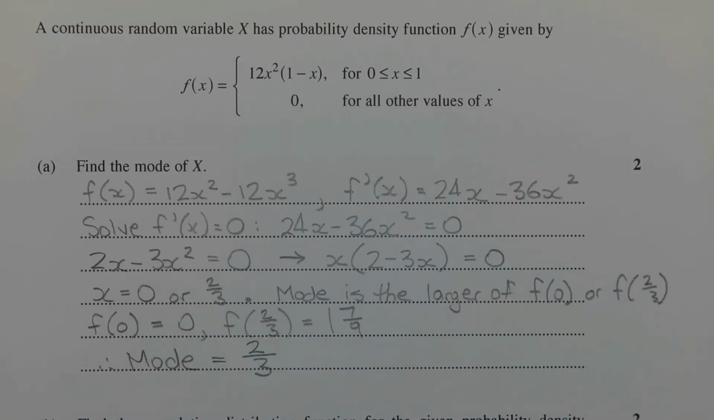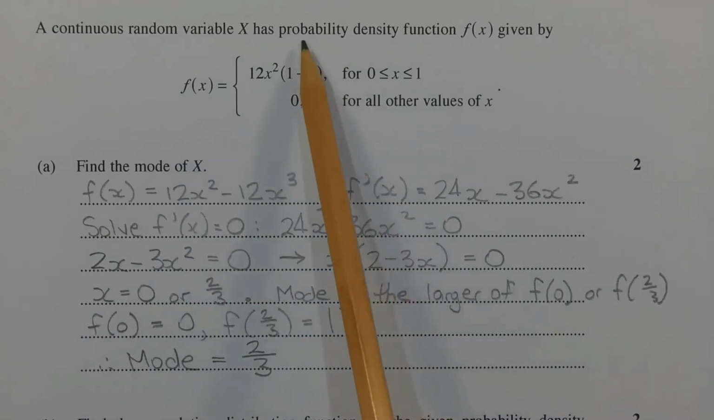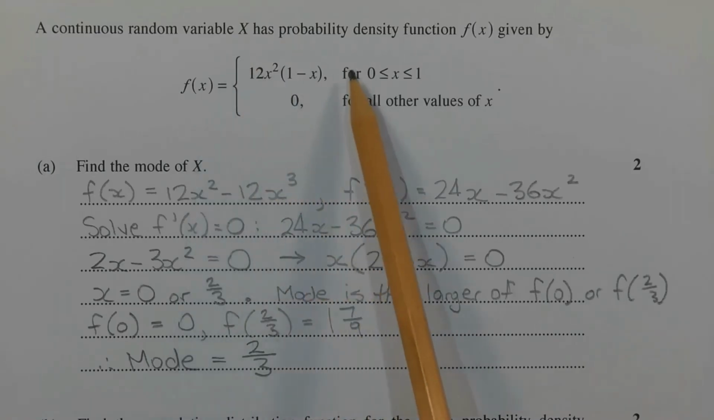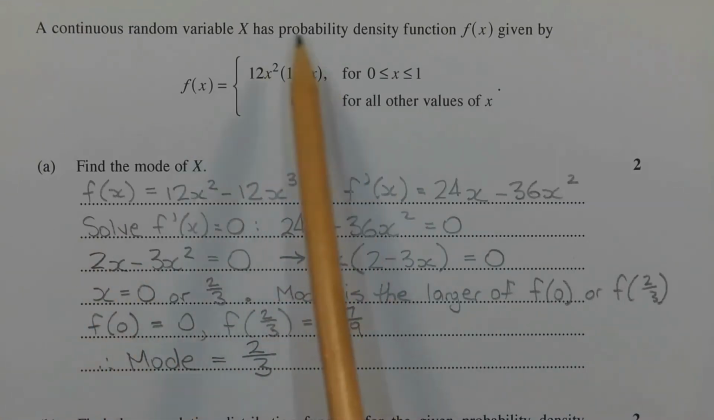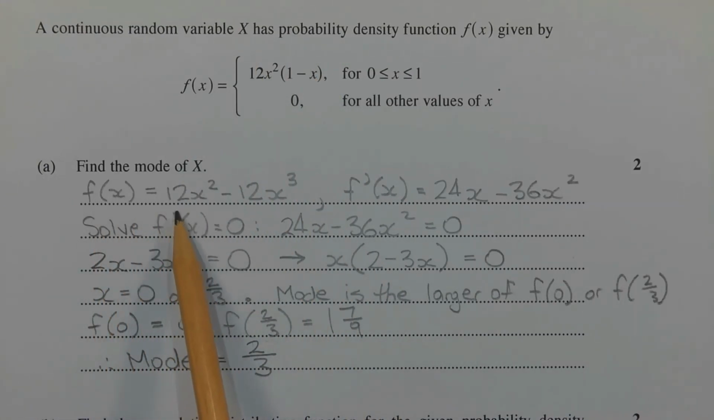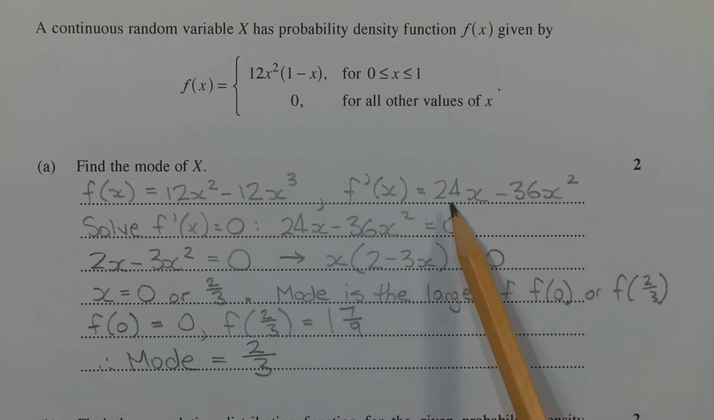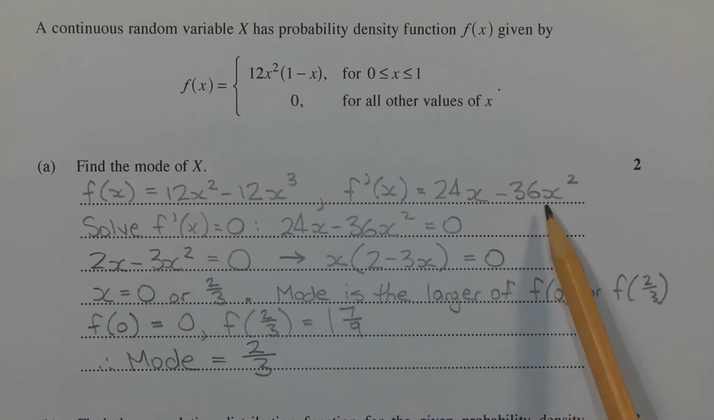So the first thing we need to do is to differentiate this function with respect to x. But before I do that, I'm going to expand this expression here to make the differentiation a little easier. And in this case, I think it's a little easier than using the product rule. So expanding the brackets, we get f of x is equal to 12x squared minus 12x cubed. Differentiating f of x with respect to x, we get f dash of x is equal to 24x minus 36x squared.